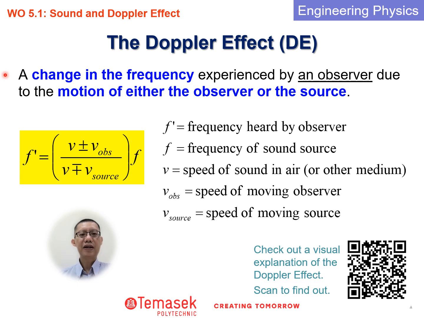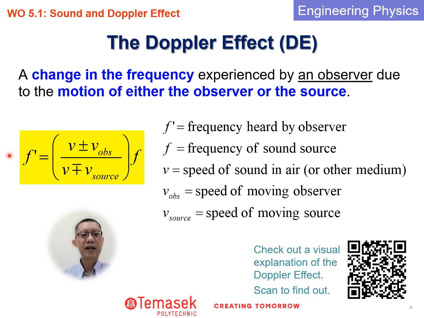The Doppler effect is the change in frequency experienced by an observer when either the source of the sound or the observer is moving. This concept helps explain why a siren sounds different when an ambulance is approaching compared to when it is moving away.